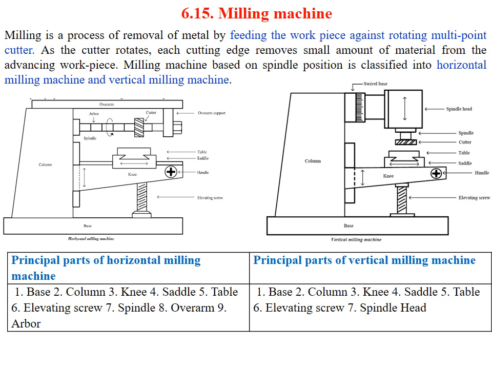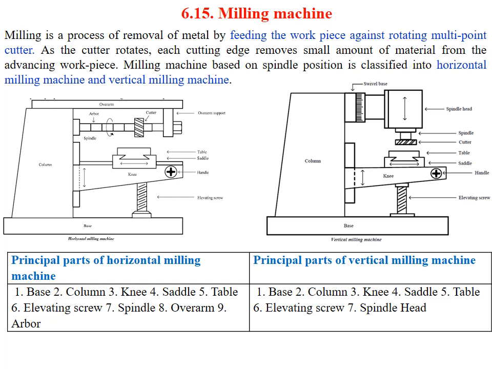Milling machine. Milling is a process of removal of metal by feeding the workpiece against the rotating multi-point cutter. The thing you have to remember is that multiple points are engaged, so each cutter is removing a small amount of material by the advancement of the workpiece.